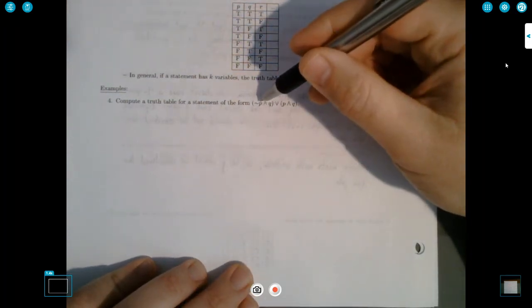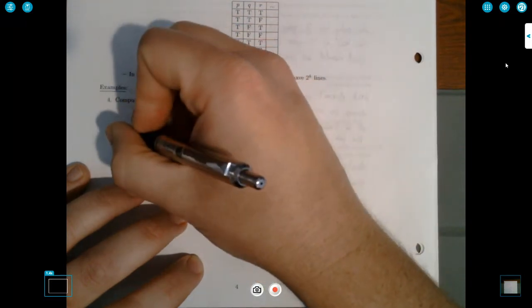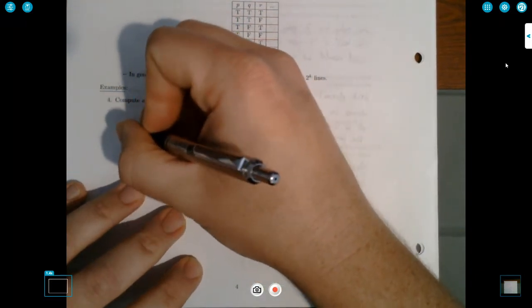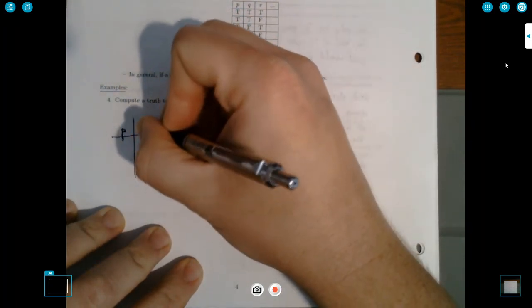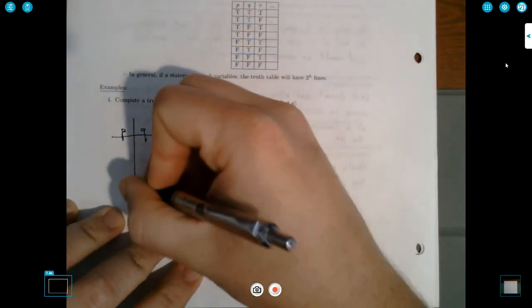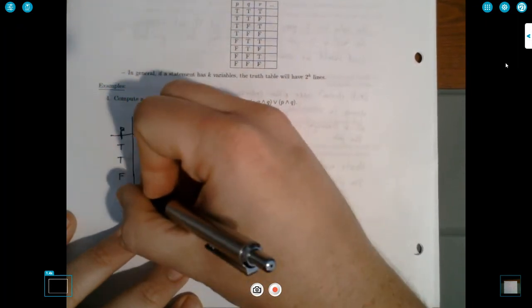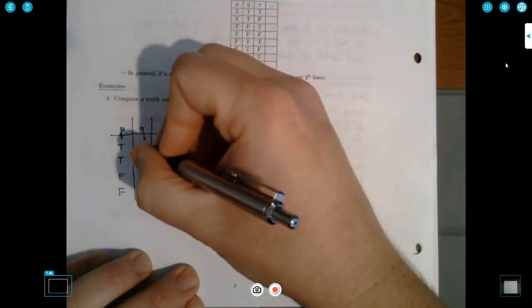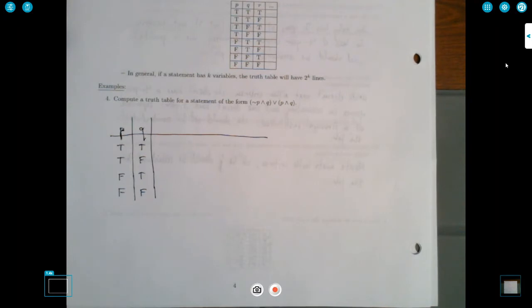But the very first step is to list off, it looks like there are only two variables, P and Q. So there are only two variables for this particular truth table. And so we'll have P and Q, and then we'll have some other stuff. So for P and Q, let's see. We can have true, true, false, false. Try to give yourself plenty of space so that you don't get confused with the lines. And then true, false, true, false. So those are all of the possible combinations of P and Q.